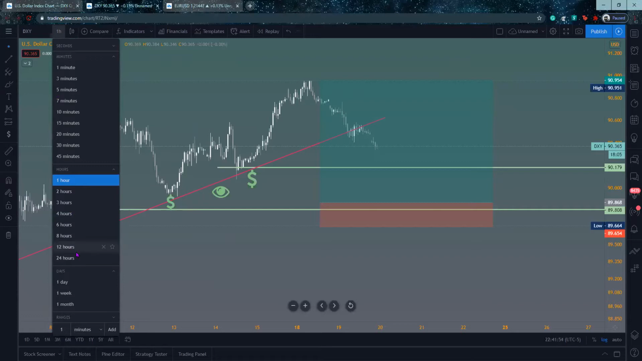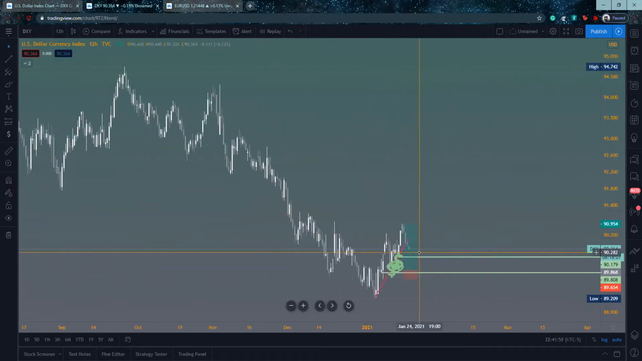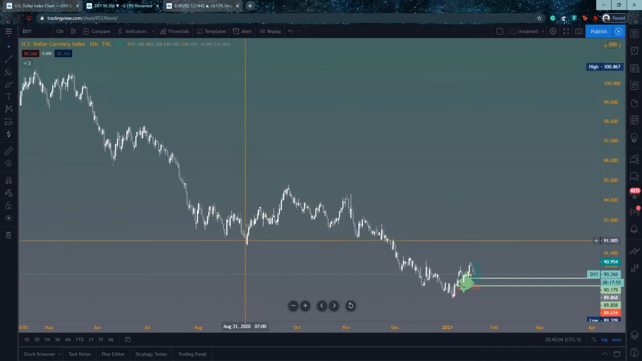More than likely it does. Let's say it rejects off of this area, it comes back up and it taps this breaker block right here, right? So this breaker could easily be tapped later on, and boom, we can continue on lower.